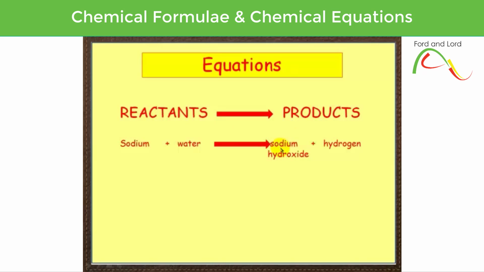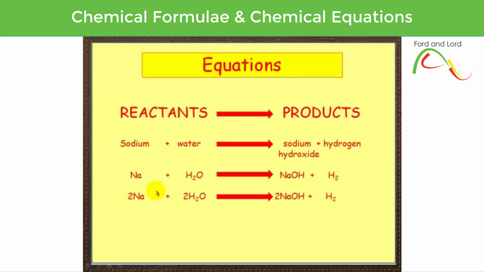Okay? So, look at this reaction. Sodium, you might have seen this, reacts with water very violently, fizzes away, and produces sodium hydroxide and hydrogen. So, these here are the reactants, these here are the products. This is what's produced. Now, let's put in the symbols. Sodium, Na. Water, H2O. Sodium hydroxide, NaOH. Hydrogen, H2.